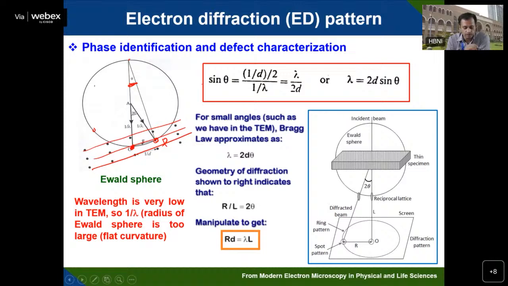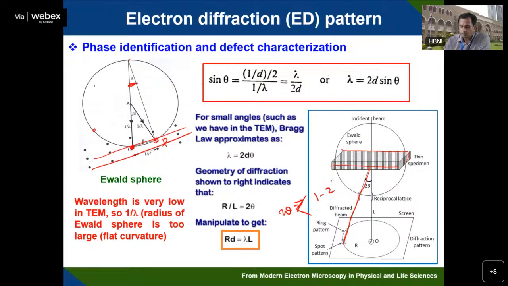So here, the only difference is that n lambda equals 2d sine theta, so sine theta is lambda by 2d. If you see this equation, this is the sample, and an electron beam is falling on the sample. Here the Bragg's angle, 2 theta, is very, very small, less than 1 to 2 degrees. For example, in XRD, X-ray diffraction, the angle is quite high, you can go up to 140, 160 degrees. But here 2 theta is less than 1 to 2 degrees.